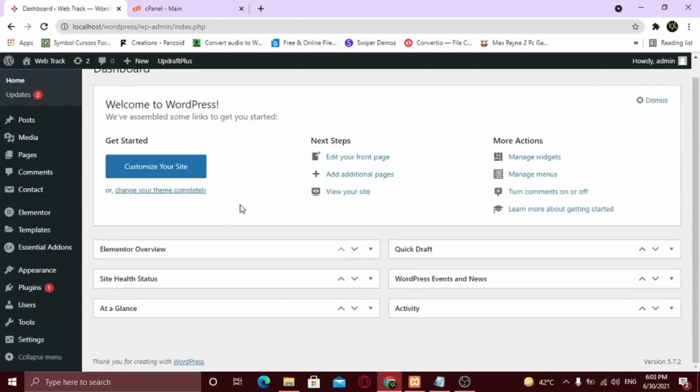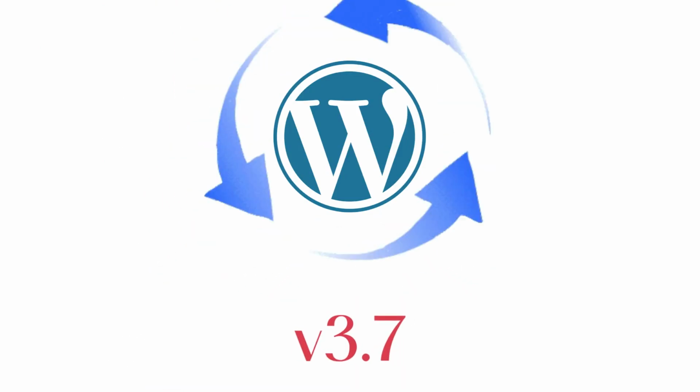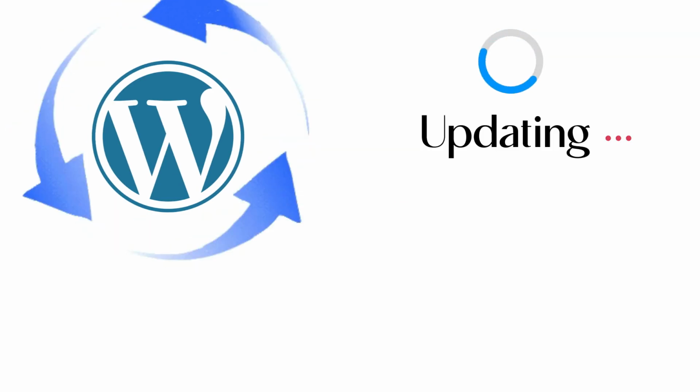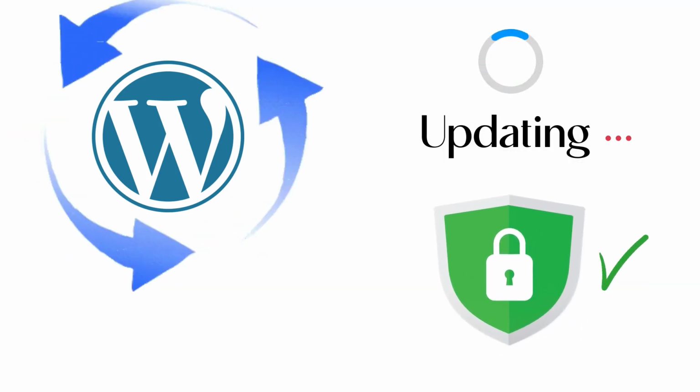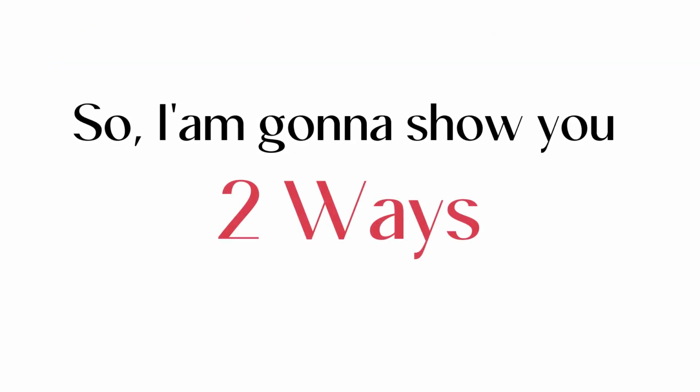Hi there. In this video, I am going to show you how you can disable automatic updates in WordPress. WordPress introduced automatic updates in WordPress 3.7. It allowed WordPress sites to automatically update when there is a minor update available. While automatic updates are great for security, in some cases they can break a WordPress site, making it inaccessible. So I am going to show you two simple ways with which you can disable automatic WordPress updates.